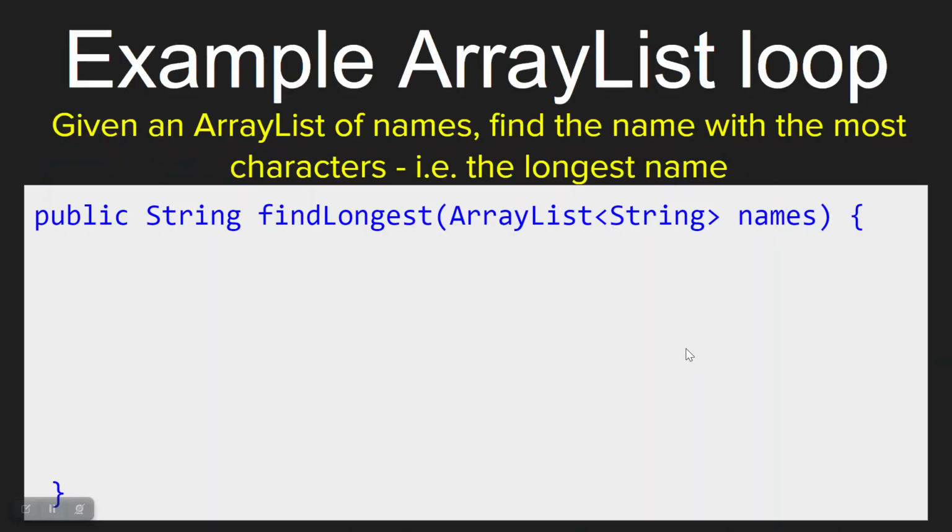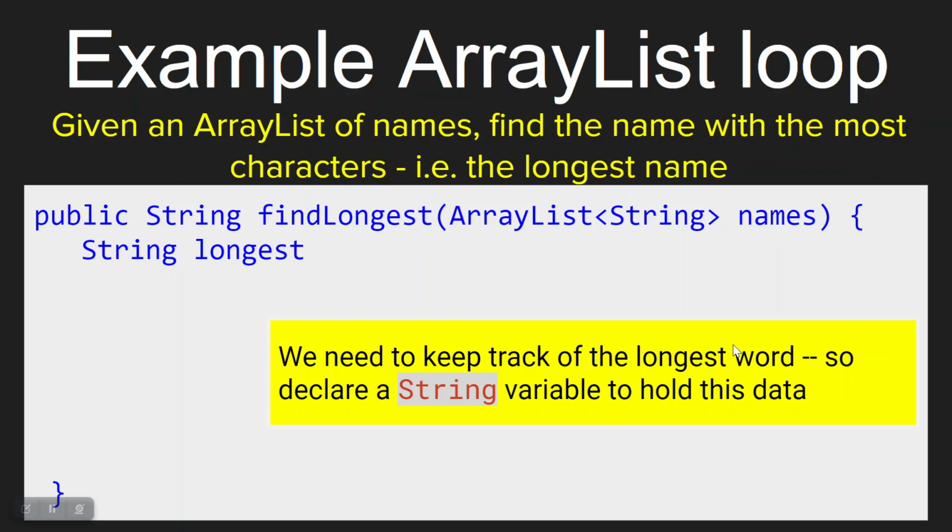All right, well, let's look at how we would loop through an array list and make some things happen. Given an array list of names, we're going to find the name that has the most characters, or the longest name in this whole array list of names. So we're going to define a method here, public String findLongest. This is going to take in an array list of strings called names. We're going to find the longest name, and we're going to return it as a string.